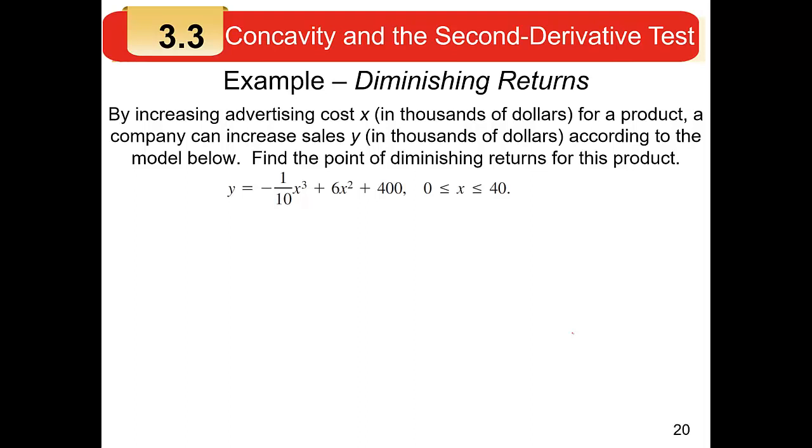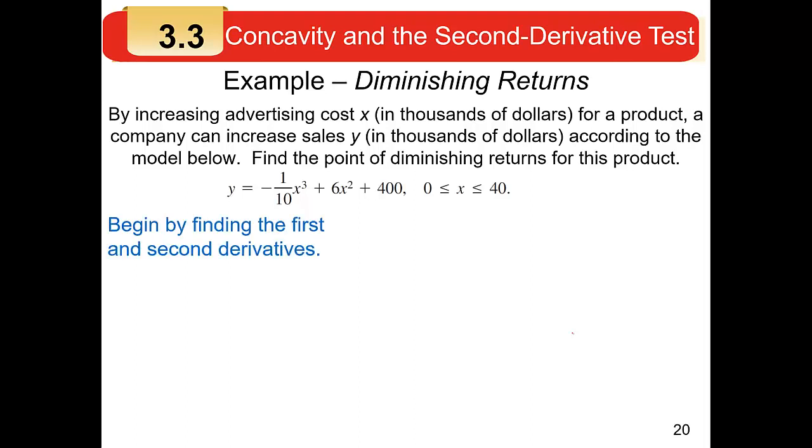By increasing advertising cost X, measured in thousands of dollars for a product, a company can increase sales Y, also in thousands of dollars, according to the model below, and we want to find the point of diminishing returns for this product. So the equation is Y equals negative 1/10 X cubed plus 6X squared plus 400, and that equation is valid anywhere between 0 and 40.